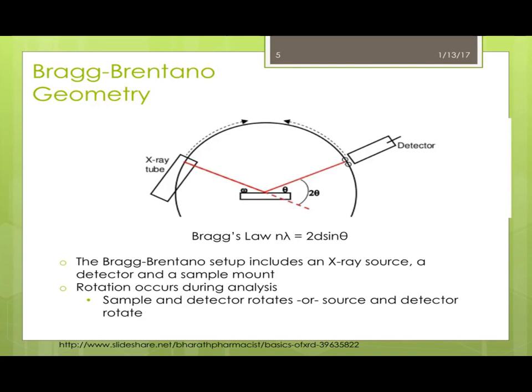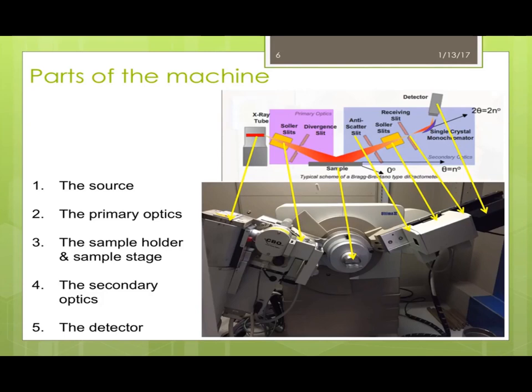Taking a little bit of a closer look, here are some more parts of the machine that you'll need to know. One is the X-ray tube, or the source. Just to the right of that are the solar slits and divergent slits, which make up the primary optics. In the very center is the sample holder and sample stage. Then to the right of that, highlighted in blue at the top, is all of the secondary optics. And then lastly, to the farthest left, is the detector.